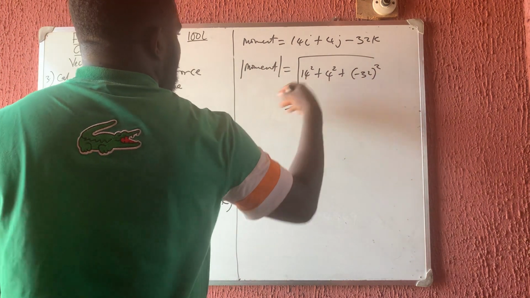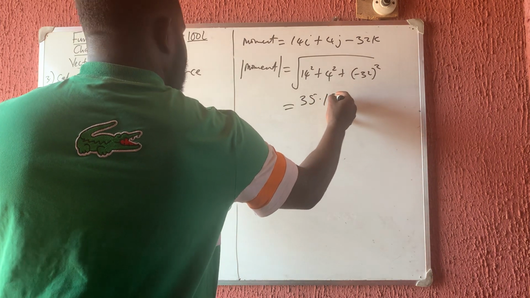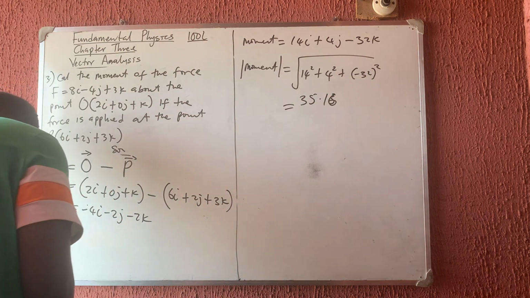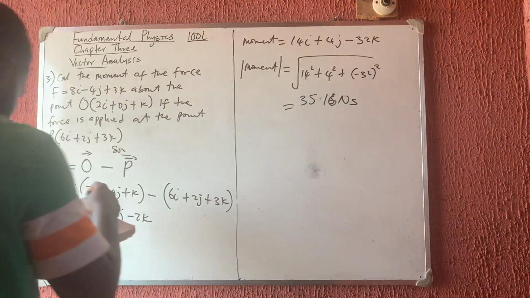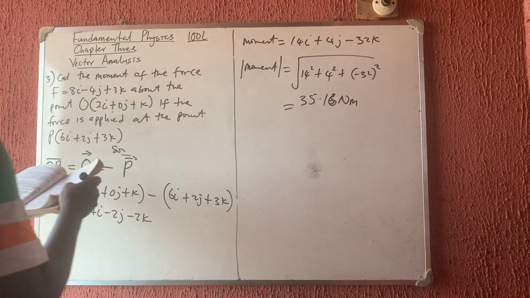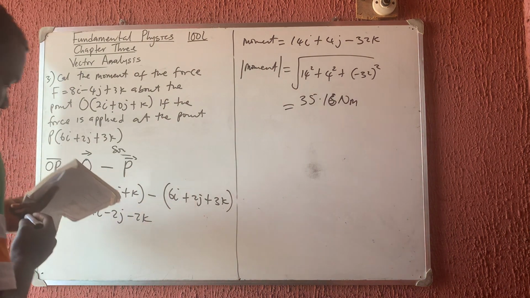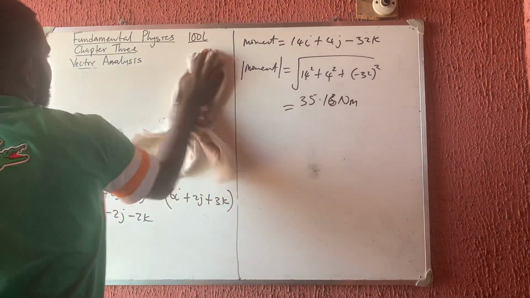So the square root of this will now give you 35.1516, and that is what they got here. Newton seconds, don't forget, force times distance, Newton meter. Okay, so that is that for that. We move to question number 4.